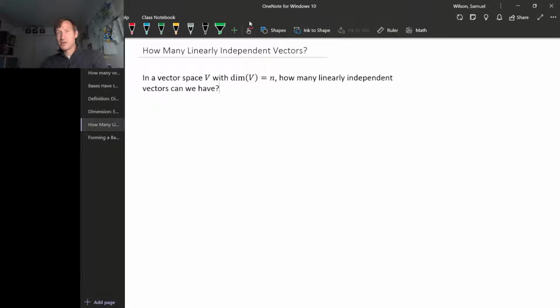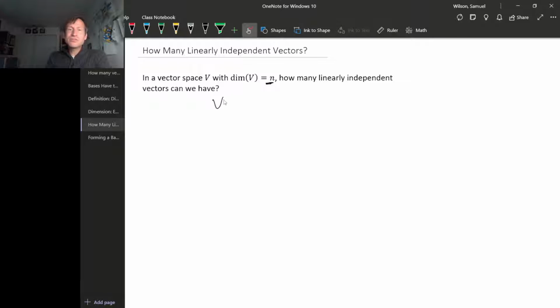One nice thing about knowing the dimension of a space is it gives you some idea of how big a collection of linearly independent vectors can be. So if we have a vector space of dimension n, how big could a linearly independent collection of vectors be?